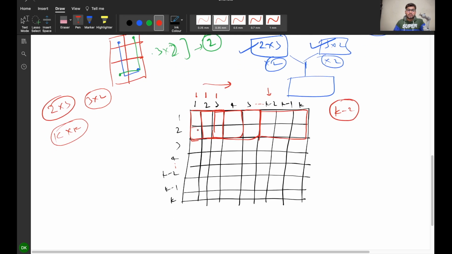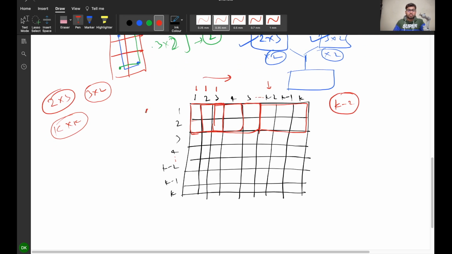And similarly, if I am traversing from 1 to k in the row, what we can do is create 1 2 3.